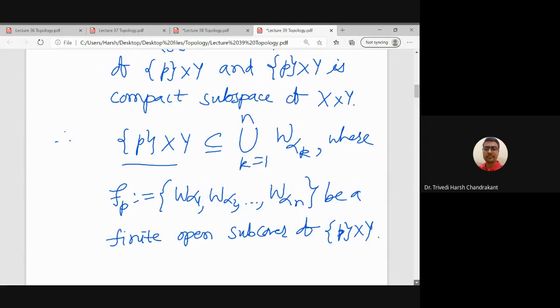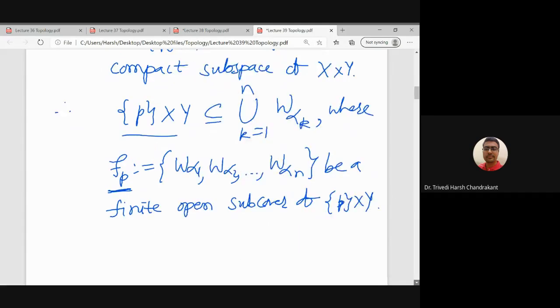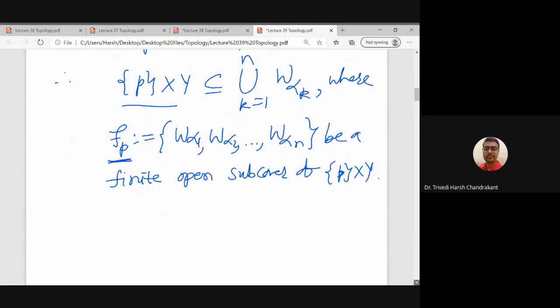And so for every point P we get this family Fp. Whatever point P I select in capital X, I will get this particular family W alpha 1, W alpha 2, up to W alpha n based on that particular point P. So I am denoting it by Fp, because this finite family depends on whatever P we are choosing, right? So now what we will do is we will consider a particular open set which is the union of these W alphas.